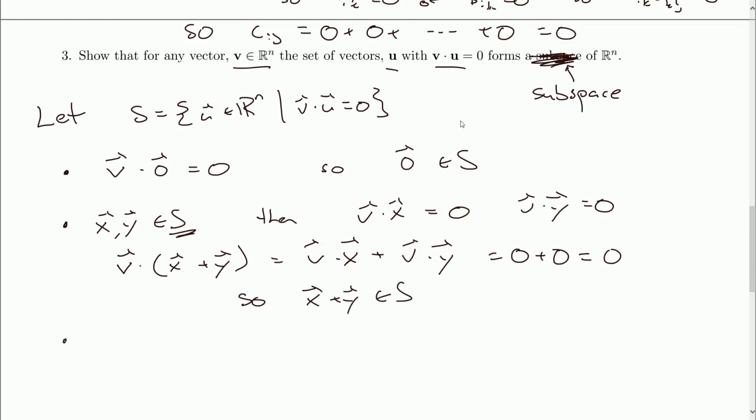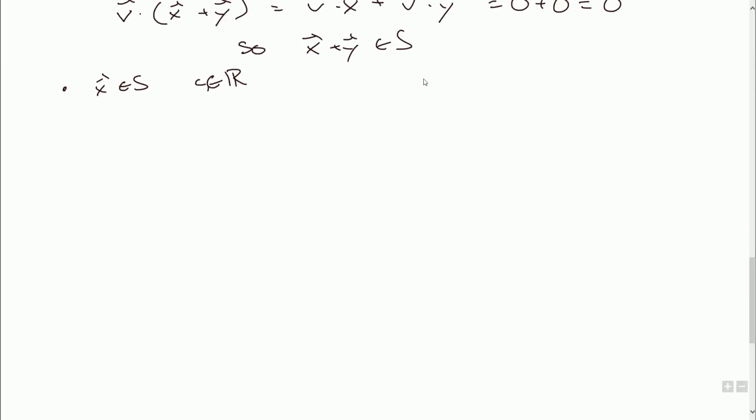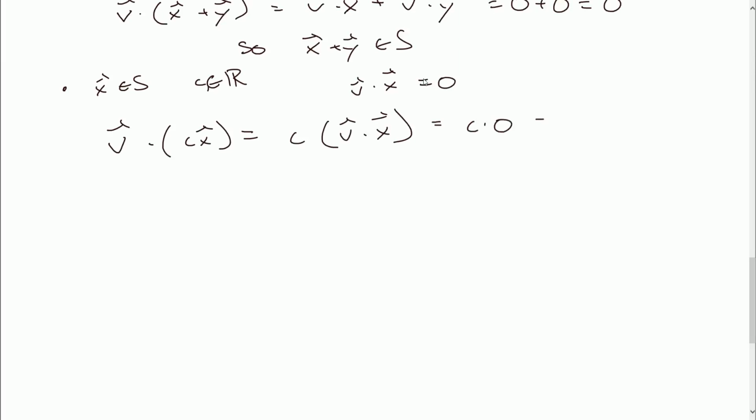Now finally, we need to show that any scalar multiple of something in S is also in S. Again, v dot x is 0. Now v dot cx, we have to remember that scalars can pop out of a dot product. So this is really just c times 0, which is 0. So cx is in S. And that's all it takes.